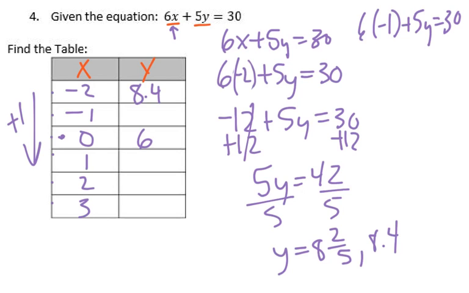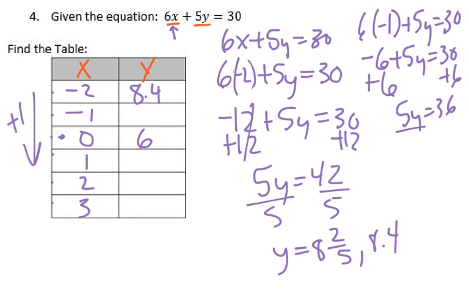And do the same thing. 6 times -1 is -6 plus 5y equals 30. Add 6 to both sides. 5y equals 36. Divide by 5. We get y equals 36 over 5, which would be, what, 7 1/5? Okay. Which would be 7.2.